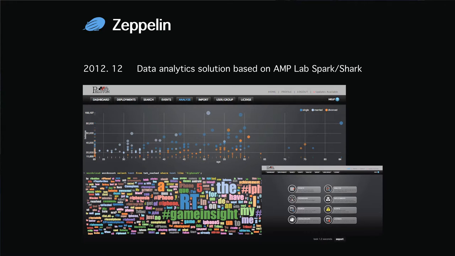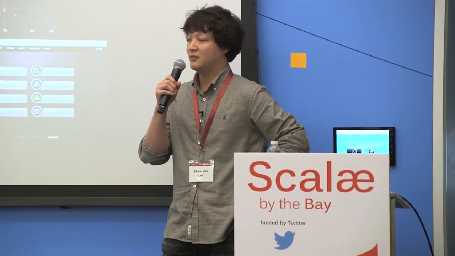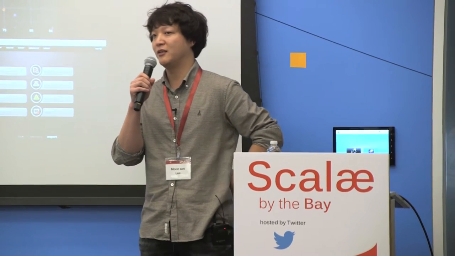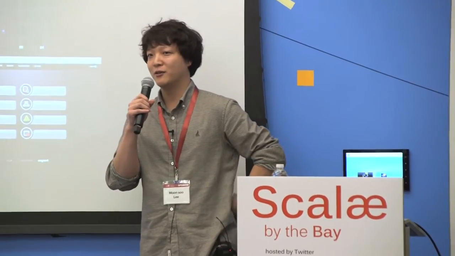So I think I can go through a little bit of the history of the project really quickly. Zeppelin wasn't open source from the beginning. In late 2012, in my company, we were working on a commercial product called Peloton on top of Spark and Shark. Those were really early days of Spark and Shark. It was a vertical solution for data analytics that had a dashboard, user management, data import, and interactive analysis. And interactive analysis was the most popular feature among our customers.